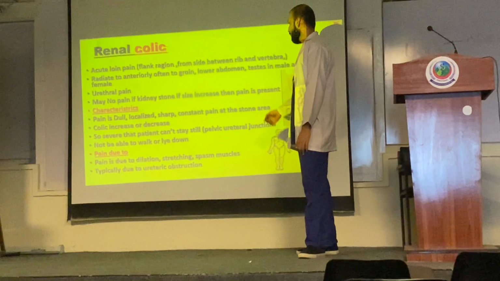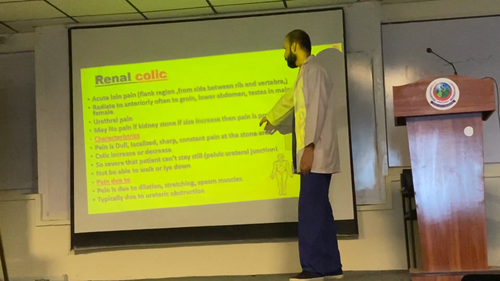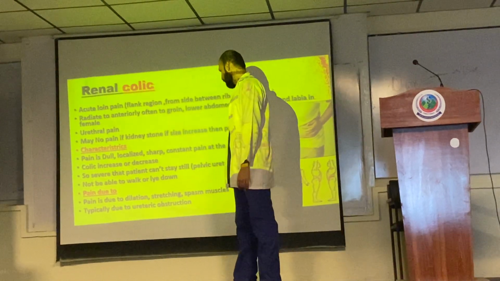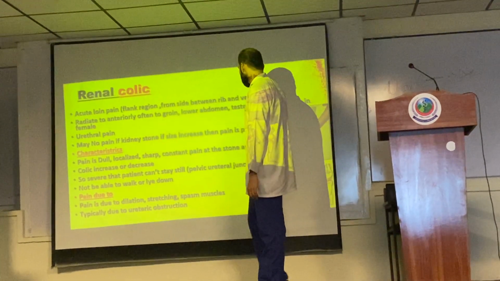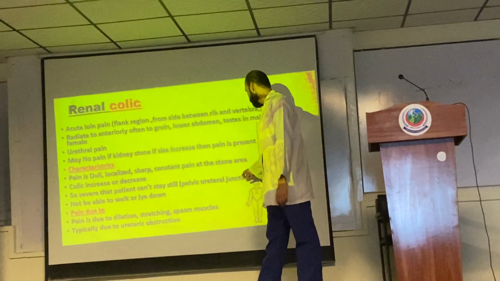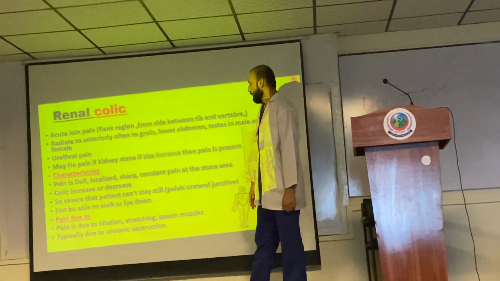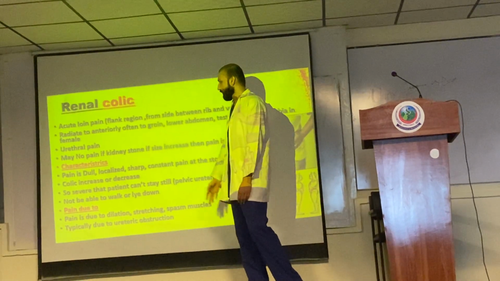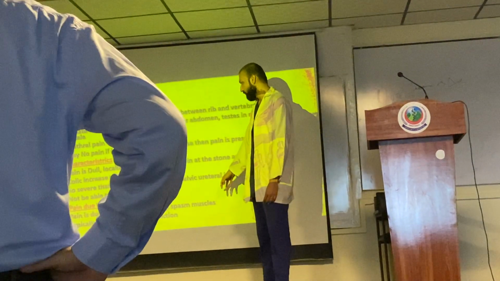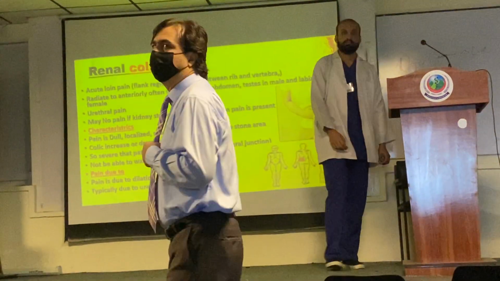The pain has some specific characteristics. Pain is dull, localized, and sharp at the area of the stone, and sometimes it increases or decreases in quality. Sometimes it is so severe that the patient cannot stay still, and mostly the stones are at the pelviureteric junction. Why does this pain occur? The pain is due to dilatation, stretching, and spasm of the muscle due to the stone or the urinary obstruction. This is very important.